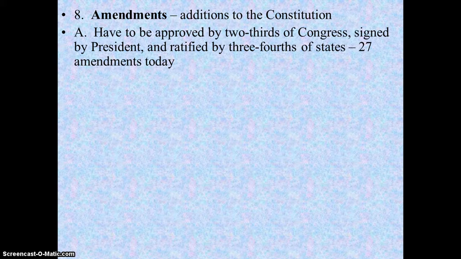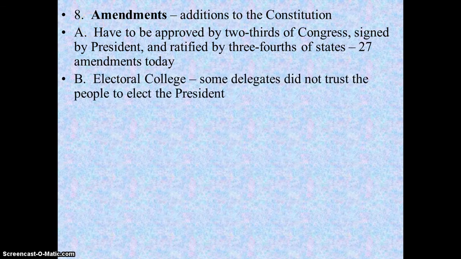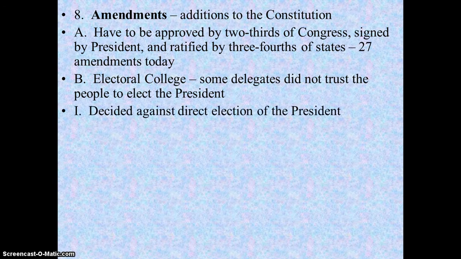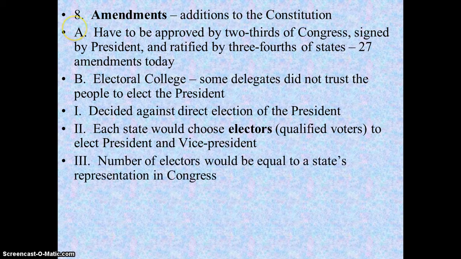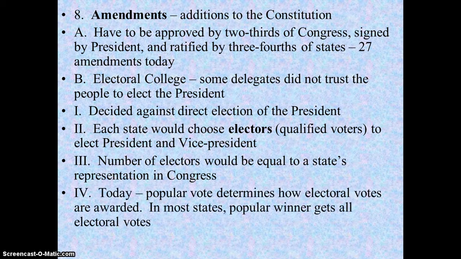Amendments, additions to the constitutions. Amendments meaning changes or additions. They have to be approved by 2/3 of Congress, signed by the President, and ratified by 3/4 of states. Today we have 27 amendments. The Electoral College: some delegates did not trust the people to elect the president, so they decided against a direct election of the president. Instead, each state would choose electors, qualified voters, to elect president and vice president. The number of electors would be equal to a state's representation in Congress. Today, the popular vote determines how electoral votes are awarded. In most states, the popular winner gets all electoral votes.